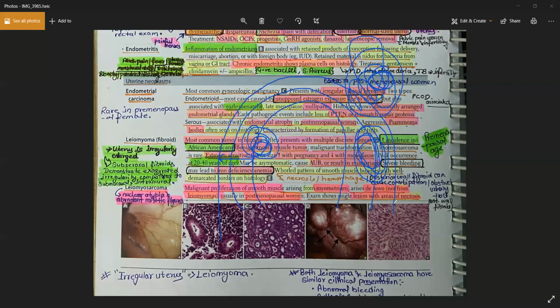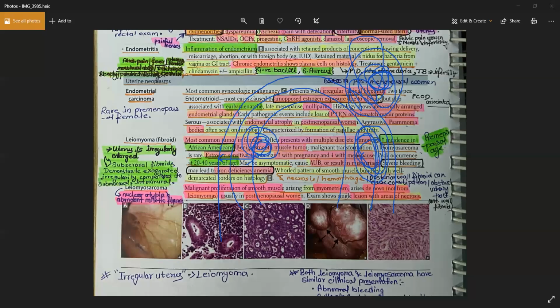But in case of adenomyosis, it will be a diffuse uniform enlargement. And in case of leiomyoma, it will be an irregular kind of enlargement. So whenever you encounter a patient, whenever a case vignette is saying that the patient is having a regular or diffuse enlargement with pain, that means it is adenomyosis. If the vignette tells you that the patient is having an irregular enlargement of the uterus, you will always think about the leiomyoma.